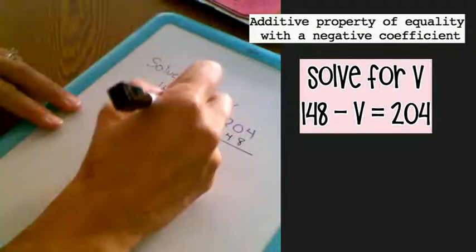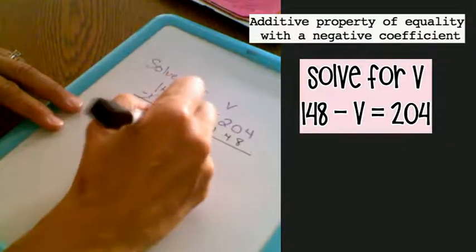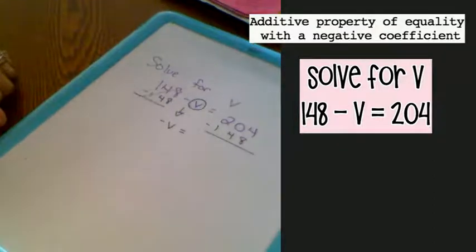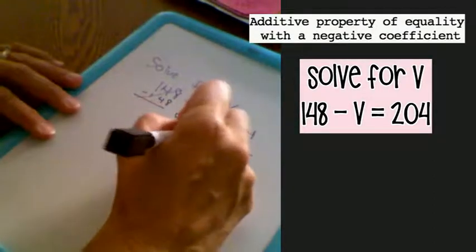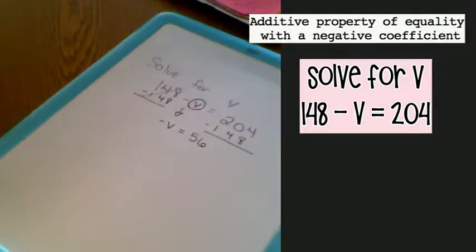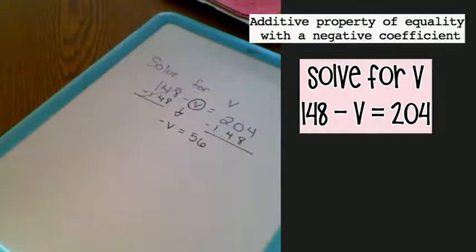If you notice, the v has a negative with it. So we're going to bring that straight down because we didn't do anything to that. We're going to take 204 minus 148, which is 56. But as you see, it's important to notice that we have not completely solved for v because right now there's a negative with the v. So we have to get rid of that negative as well.